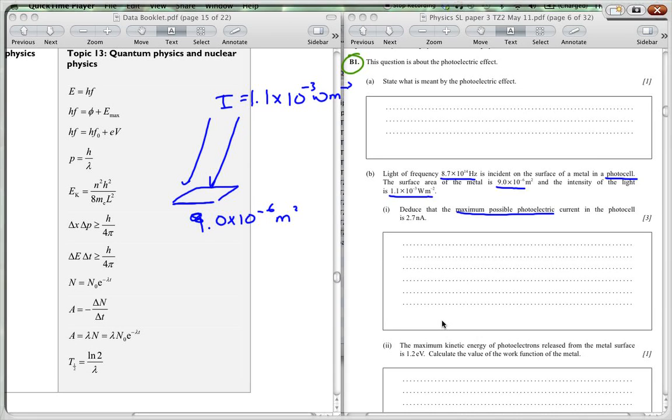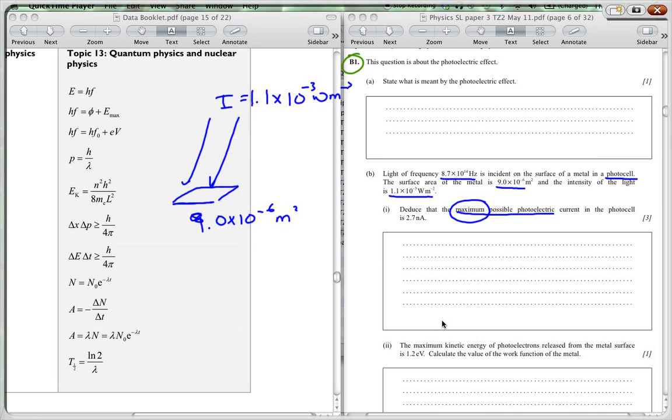Now, what we can do is work out the number of photons falling on the surface. Because it says maximum possible photoelectric current, we're going to assume that every photon causes one electron to eject. So that would be the maximum possible. And if we can work out the number of electrons per unit time, we would have our current.